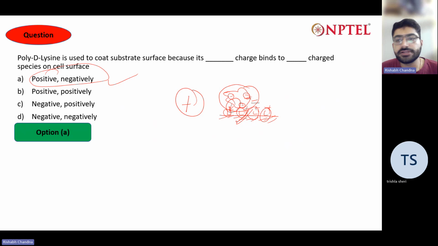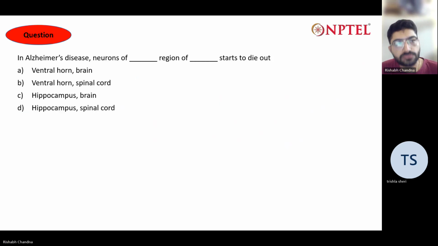Okay, so let's move on to the next question. Alzheimer's disease is a neurodegenerative disorder. So what will happen as age proceeds? Certain neurons present in our brain start to die out. This leads to people not being able to remember their own name, and this depends on many factors, being it genetic or being it environmental.